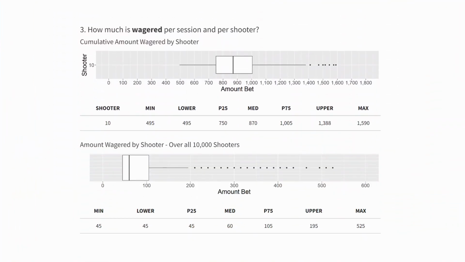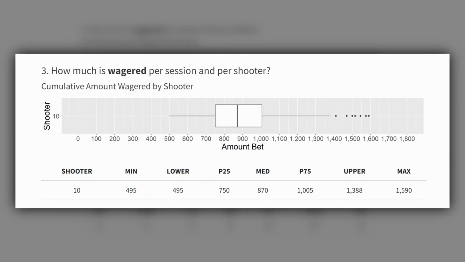Now, number 3, how much is wagered per session and per shooter? So here the median is $870.